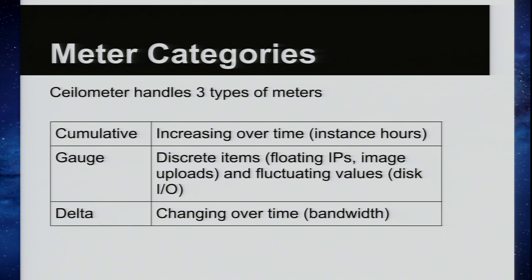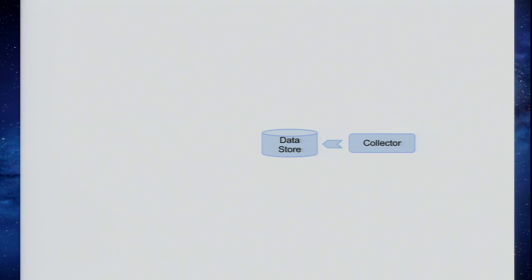And finally, some information is a matter of delta. There has been an increase or a decrease of this much over the past period. So these are the three types of meters that we cover. And here we go, we designed something based on these requirements, and that's the architecture that we started with.